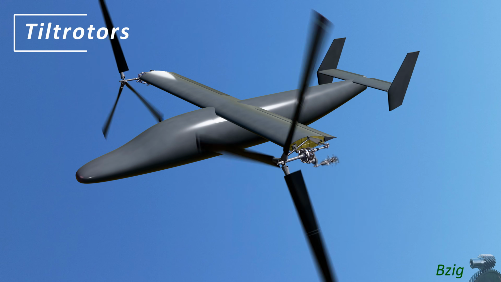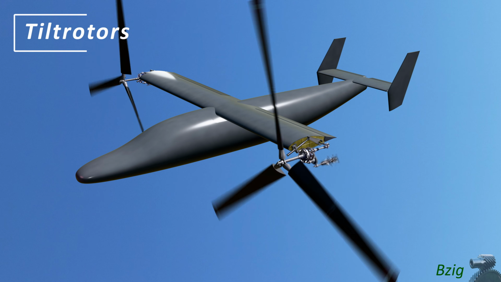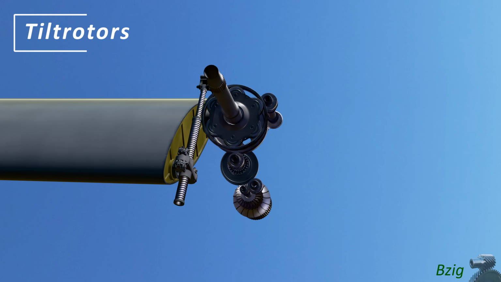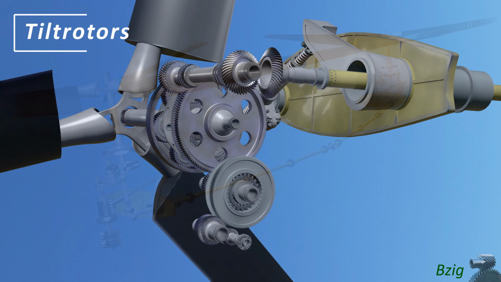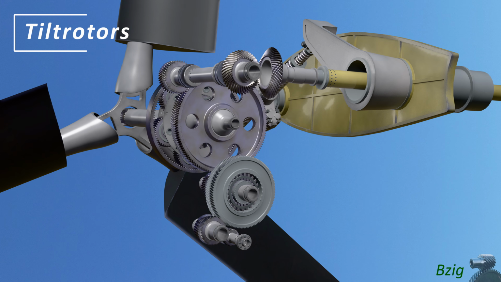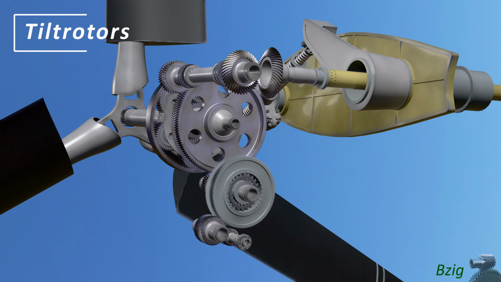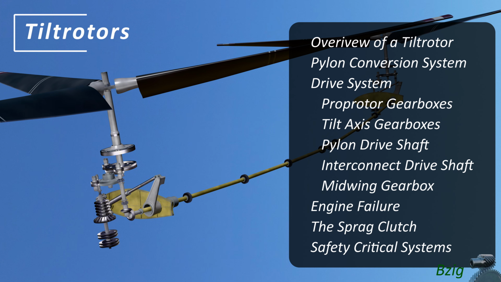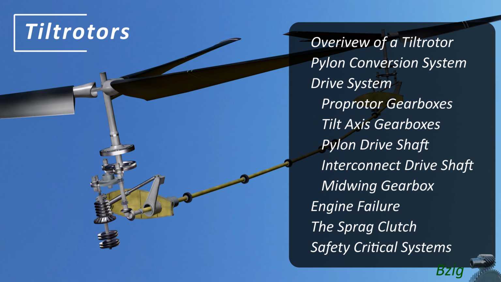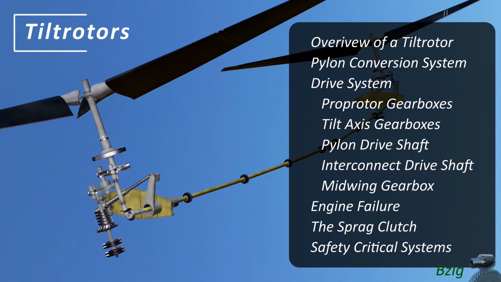This is the second video in my project to animate a tilt rotor. In today's video, I'll cover the Pylon conversion system and the drive system, and I'll animate normal and engine failure operation of the drive system to show how power is transferred to both prop rotors when one engine fails. This video has chapters if you'd like to jump ahead to certain topics.